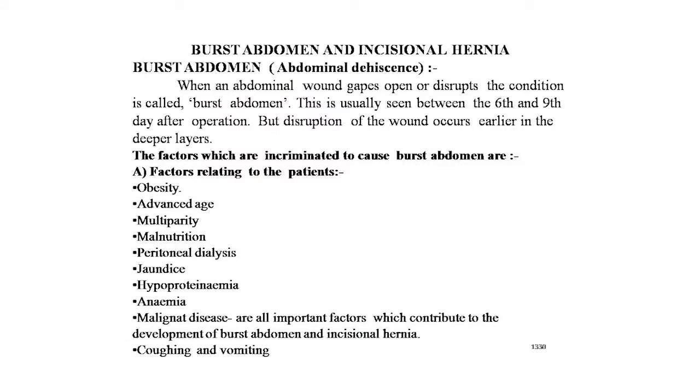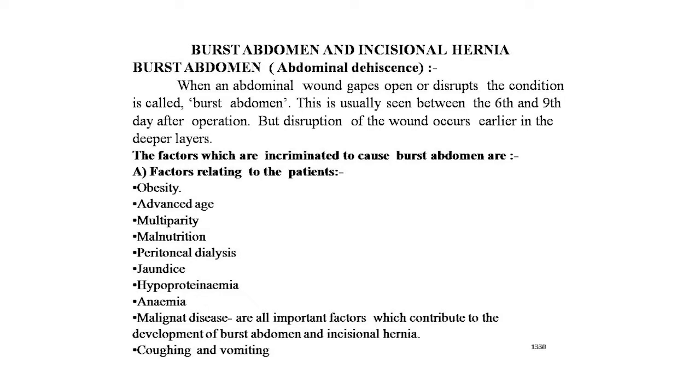Abdominal wound means the wound which is made by the incision for any type of operation of the abdomen, and that wound becomes dehiscent, that is the burst abdomen. The contents of the abdomen come through that wound, that incision. When an abdominal wound gets open or disrupted, the condition is called burst abdomen. The incidence of burst abdomen following abdominal operations is approximately 1 to 2%.